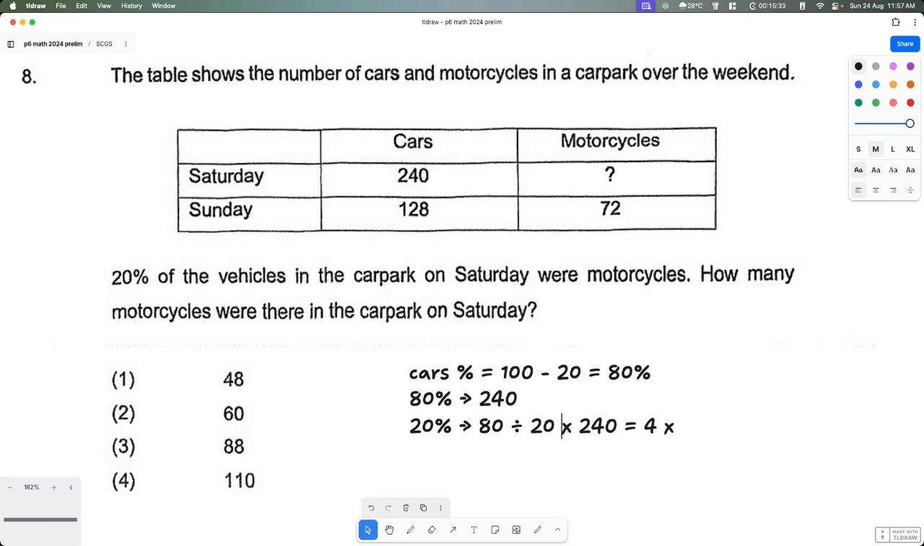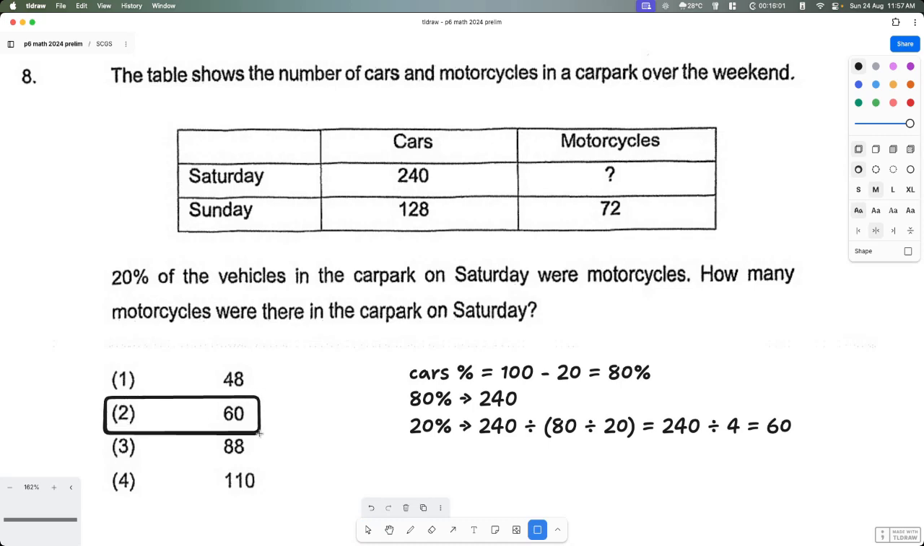Sorry, 80 divided by 20. So it's 240, and then divided by 4, which is basically 240 divided by 4. So that means this will become 60. Okay, there you go. So the answer is option number 2. All right, let's move on to the next question.